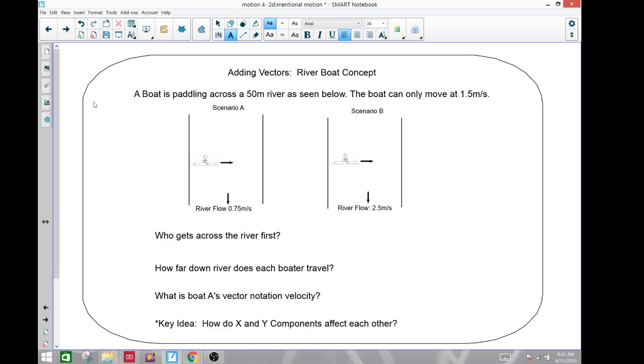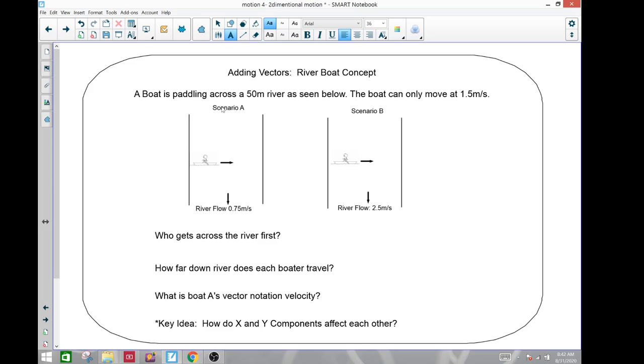We're going to look at a pretty common scenario here, what's called a river boat problem. I'm going to cover two problems here and take a look at how they might operate. Obviously, at this point, you should be trying your own first if you can, but as always, follow along.